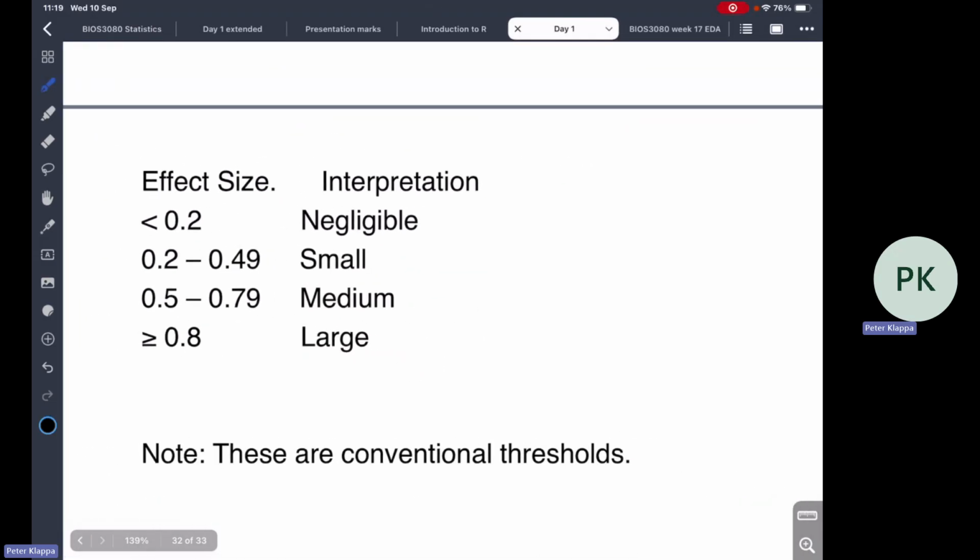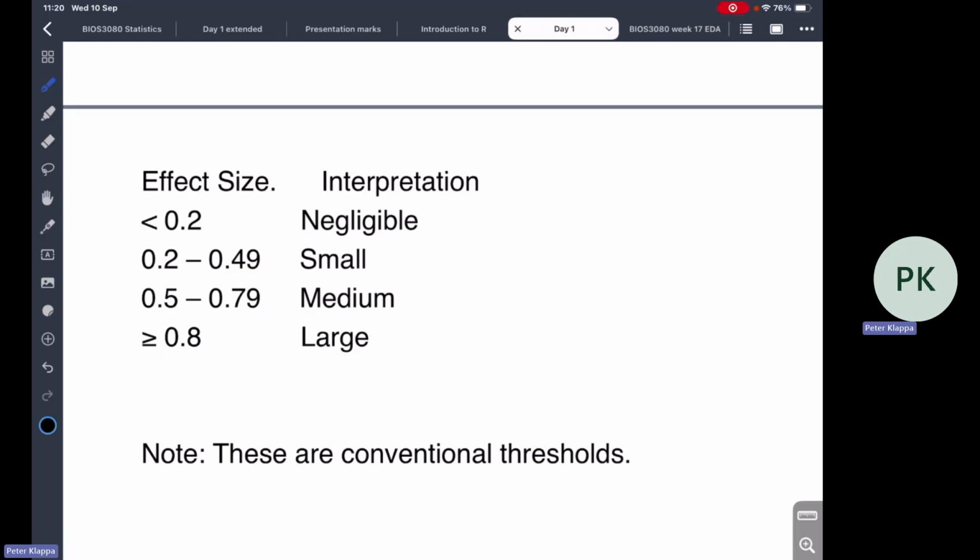That's for Cohen's d. If the effect size is smaller than 0.2, forget it. You don't see anything. If it is between 0.2 and 0.5, it's a small effect. If it is below 0.8, it's a medium effect. And if it is above 0.8, it's large. There is a large effect.